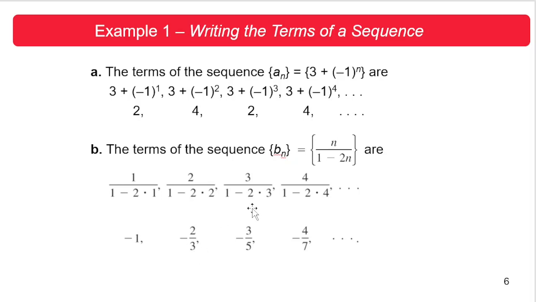For the value of n is 3, you get 3 over 1 minus 2 times 3, but 2 times 3 is 6, and 1 minus 6 is negative 5. So therefore, we have negative 3 over 5 as the third term of the sequence.